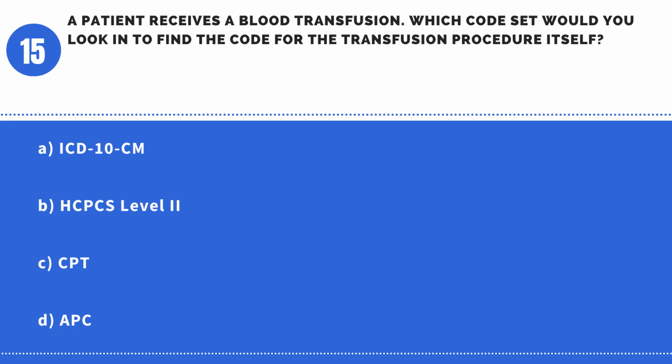Question 15. A patient receives a blood transfusion. Which code set would you look in to find the code for the transfusion procedure itself? A. ICD-10-CM. B. HCPCS Level II. C. CPT. D. APC.